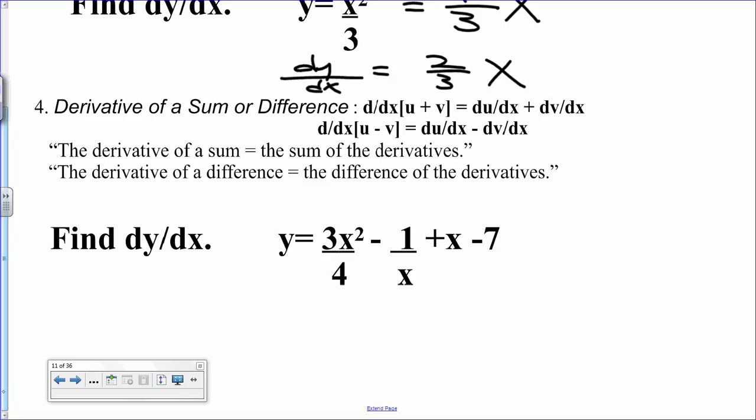And the fourth rule, the derivative of a sum or a difference, and this is for sums and differences only. You're allowed to find all the derivatives separately and then add or subtract the derivatives separately, because this is only for addition and subtraction.